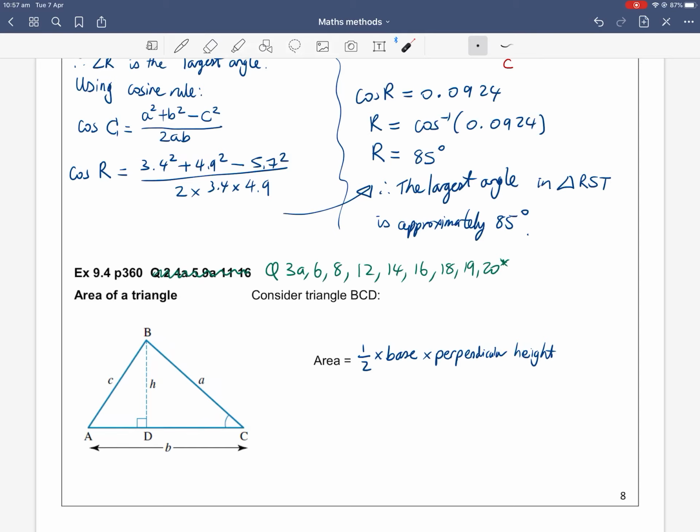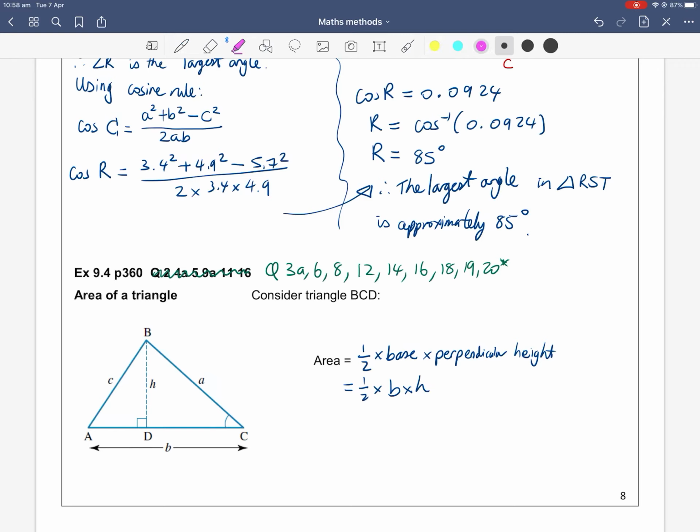So suppose we have a generic triangle ABC. We have side length lowercase a, side length lowercase b, and side length lowercase c. So let's drop down a perpendicular height from point B to form a perpendicular height h. Then technically the area of this triangle is half times b, because that's the base distance AC, because that's opposite the angle B, times the perpendicular height, which is h. So it's half times b times h.